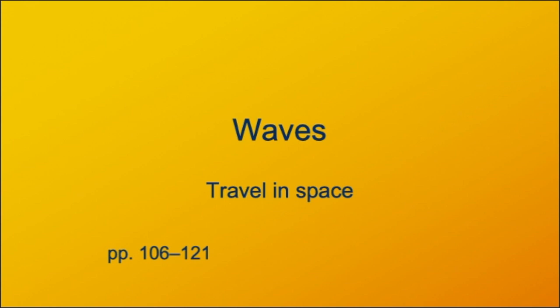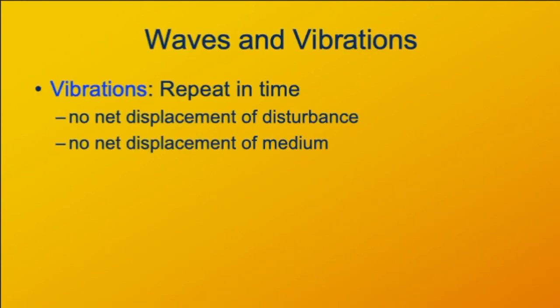Waves, like vibrations, are repeated motion, but waves are a bit more interesting because they travel through space. A vibration is a motion that repeats in time. The object itself doesn't go anywhere, it just vibrates back and forth. The vibration itself doesn't go anywhere, the object doesn't go anywhere.